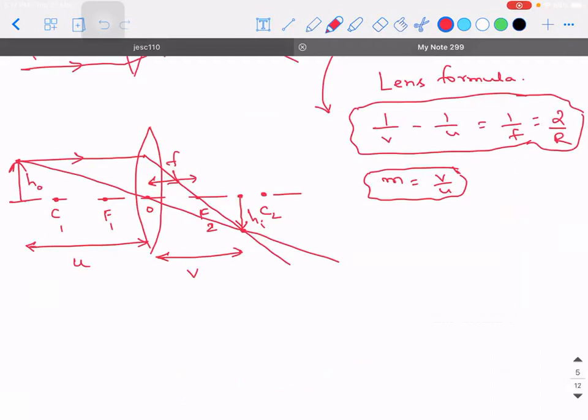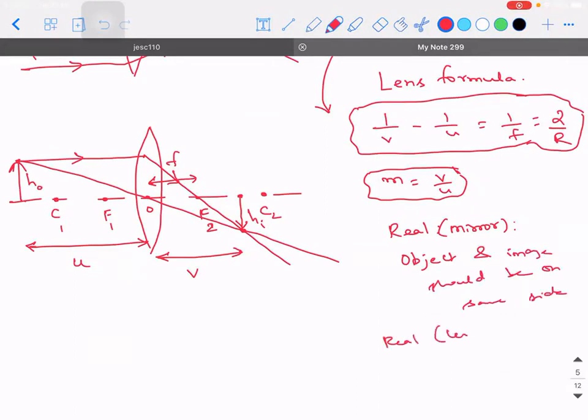Now with respect to a lens, when can you call it as a real image? With respect to a mirror, I told you yesterday, if the object and image are on the same side, real. With respect to a mirror, what should happen? Object and image should be on which side? On same side. Whereas with respect to a lens, where are they supposed to be? Object and image should be on opposite sides. Right?